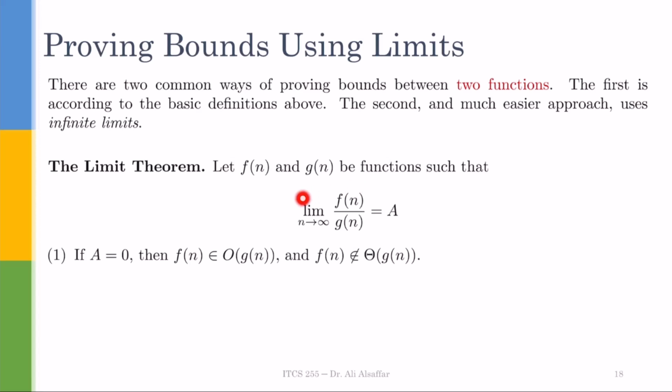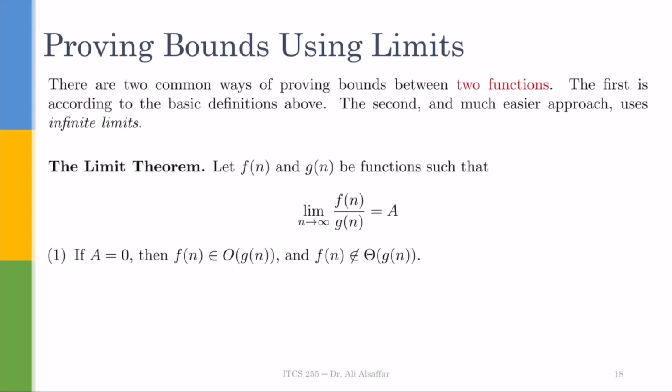If the infinite limit goes to 0, then what does it mean? It means that g of n is larger than f of n. So when n goes to infinity, g of n will grow faster, so its value will be greater than f of n, and therefore the answer is equal to 0. Based on that, we can conclude that f of n belongs to big O of g of n.